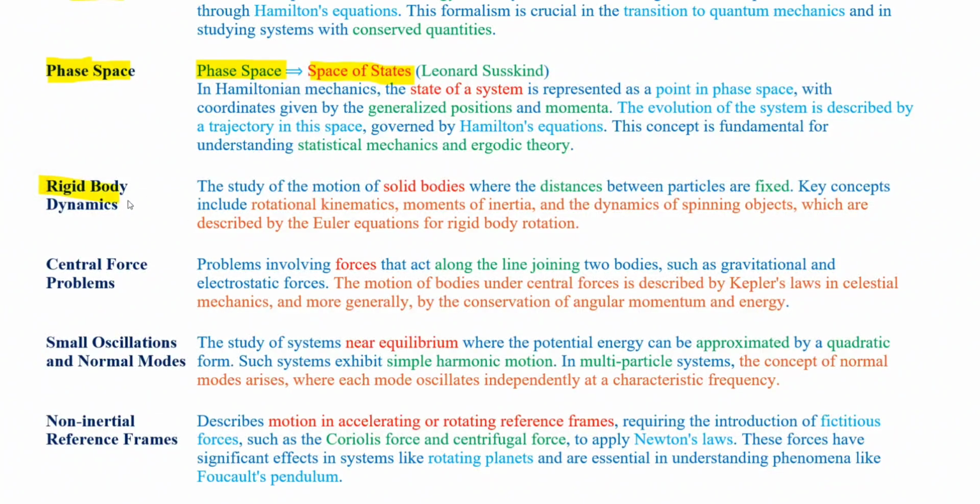Rigid body dynamics. The study of the motion of solid bodies where the distances between particles remain fixed. And the key concepts are rotational kinematics, moment of inertia, and the dynamics of spinning objects described by the Euler-Lagrange equations for rigid body rotation.